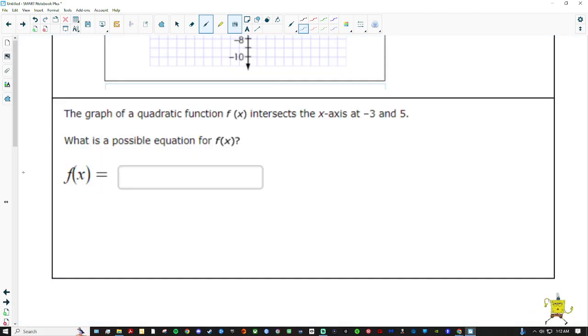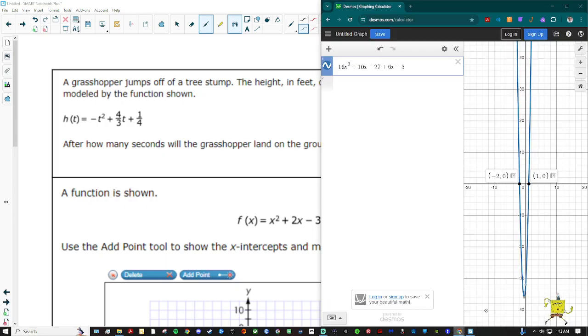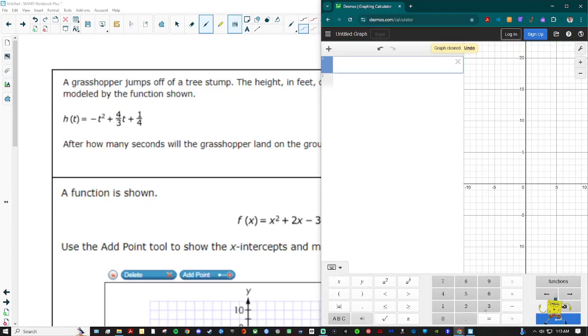Okay, next. A grasshopper jumps off a tree stump. Here's our equation. This is a good one to do because when we put this in Desmos, we need to make sure that we use x's instead. So negative x squared plus 4/3 x plus 1/4.